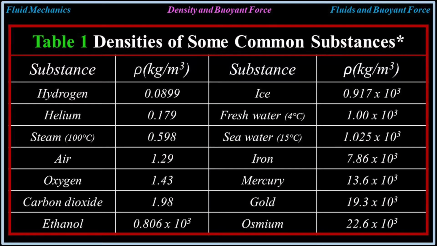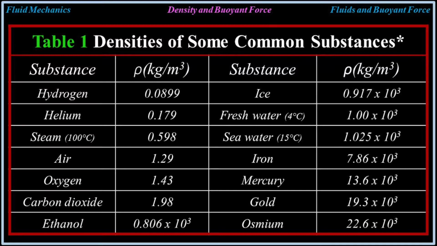This is Table 1, densities of some common substances. Notice that hydrogen is the least dense, and that carbon dioxide is more dense than air. It will sink. Notice also the density of ice. It's less dense than water. Look at iron and mercury as well.